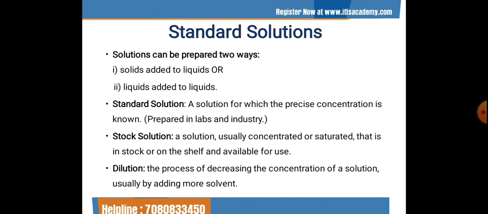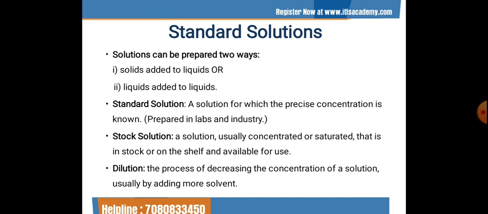Next is the liquid added to liquids. Some of the chemicals or solutions are prepared in which both the solute and solvent are in liquid forms. For example, if we want to make an ethanol solution, then we have to add the ethanol as a solute and the solvent will be the water.